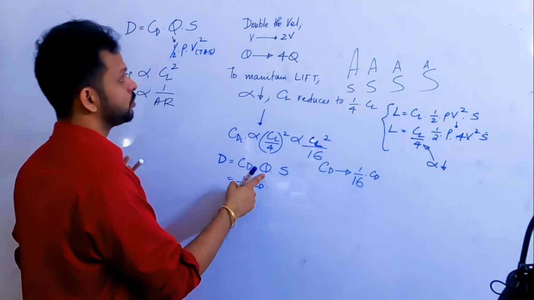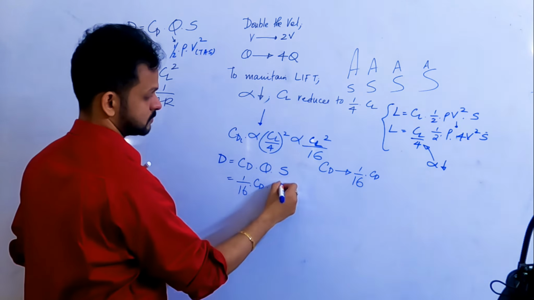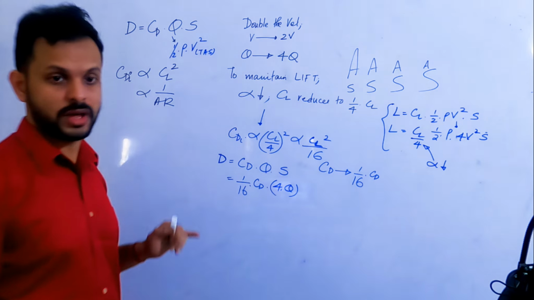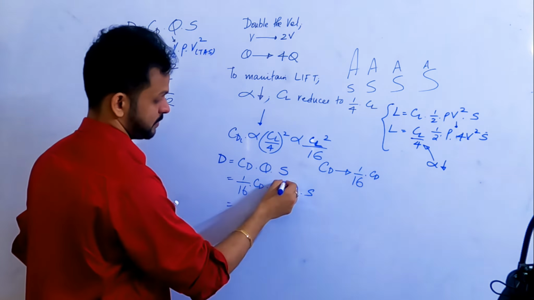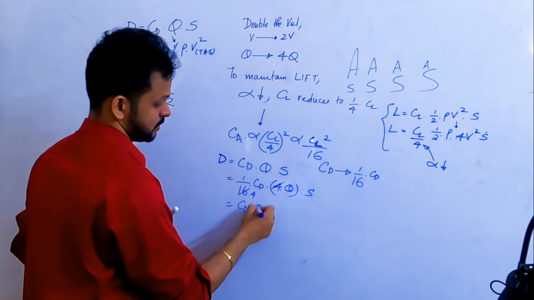What happened to Q? You are increasing the Q, right? When you double the velocity, Q increased by 4 times. So Q is 4 times, into S. Therefore, what happens here? 1 by 4 times QS.